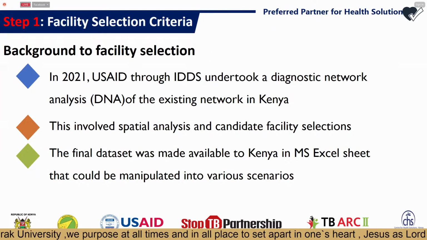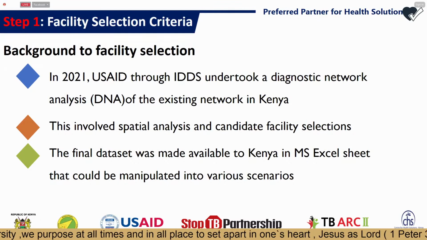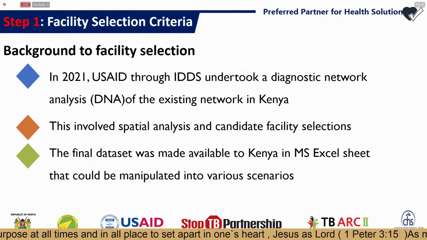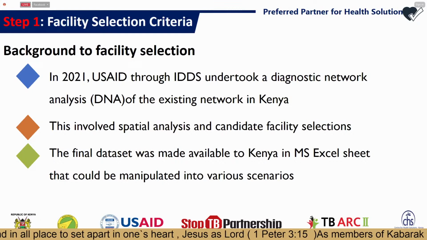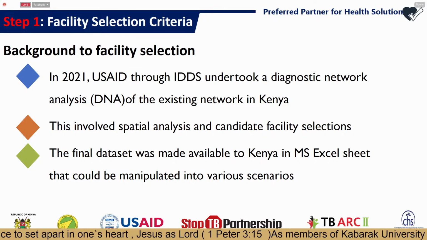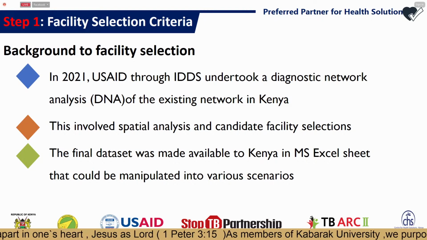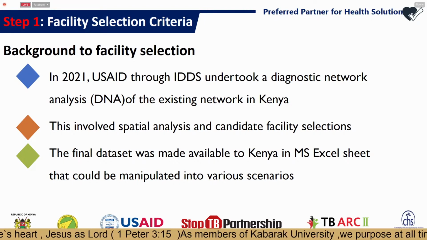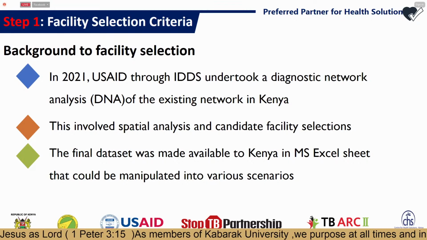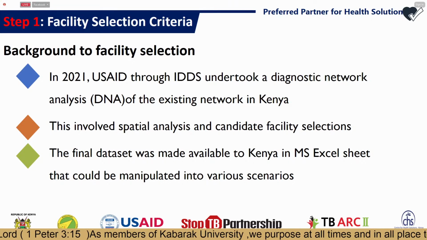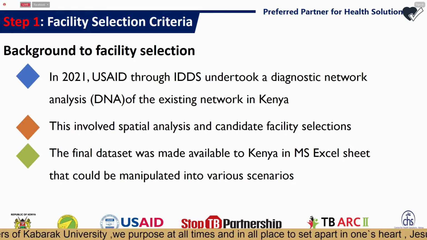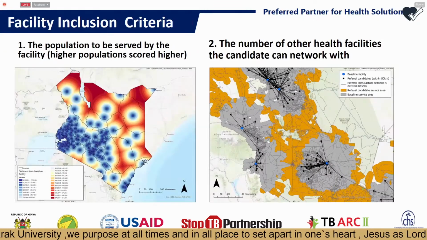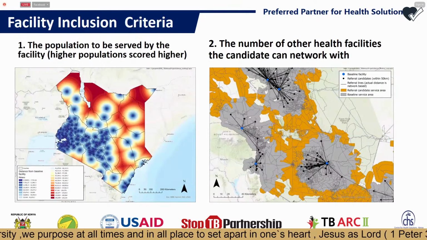Then, we needed to identify which candidate facilities these machines should be taken to. There is something referred to as spatial analysis, or diagnostic network optimization, that ensures we pick a lot of information and put it in software for analysis. This process was supported through IDDS, the Infectious Disease Detection process, and we were able to give all the data that was required. And these are some of the results.